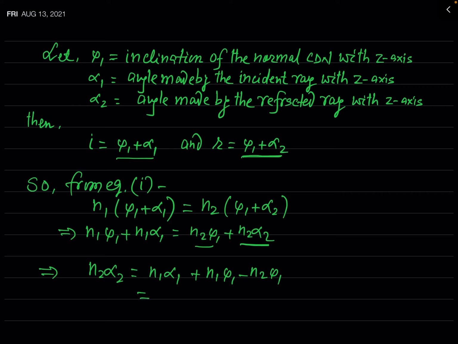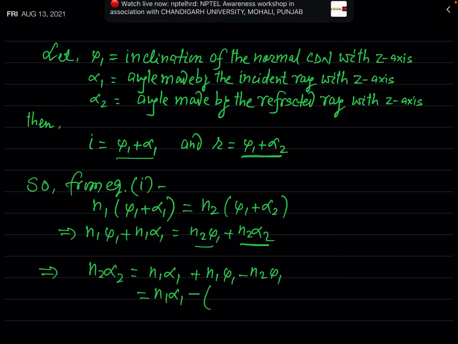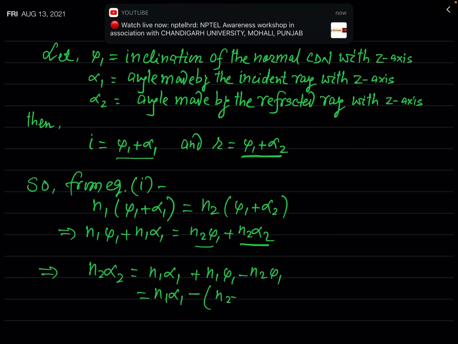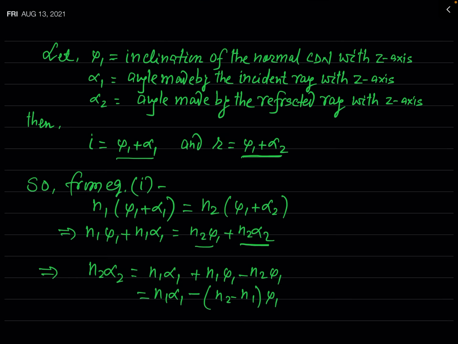And this may be written as N1 alpha 1, and if we take in the last terms minus phi 1 as a common factor, then what will be our result? Take minus as a common factor, so this will be N2 minus N1 times phi 1. This is N2 alpha 2. And say this is equation 2.